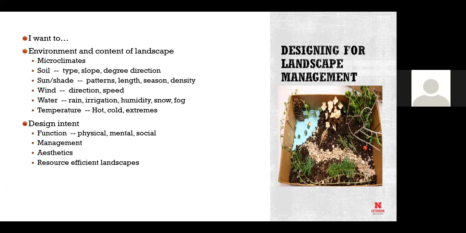Environment, the content of the landscape, which has been a theme all the way through this, the microclimate, all the soil, all the sun, the wind, water, temperatures, your design intent. What do you want this landscape to do for you? And again, this is going all the way back to how you want it to function. Terri wants turf for nieces and dogs. I want turf for dogs and grandchildren.